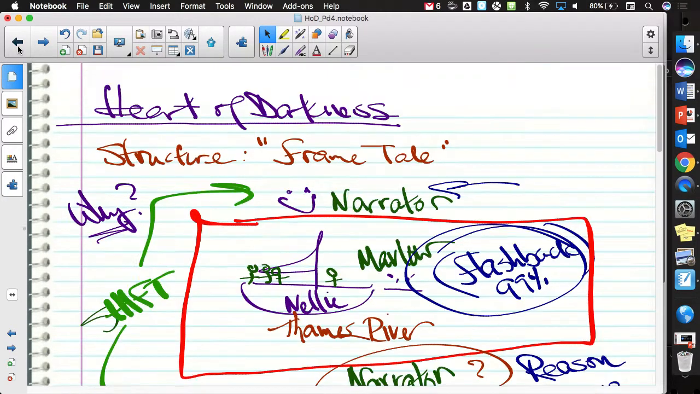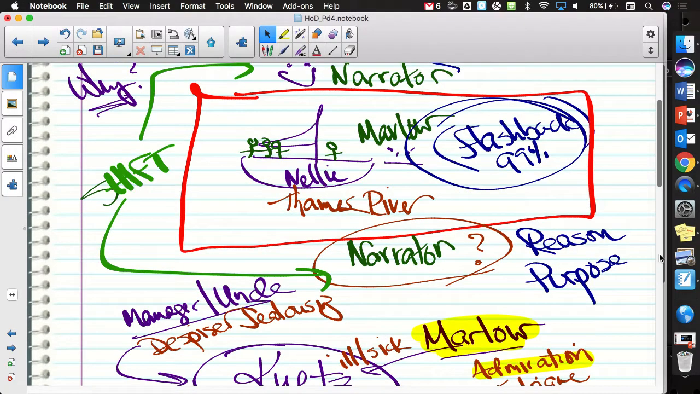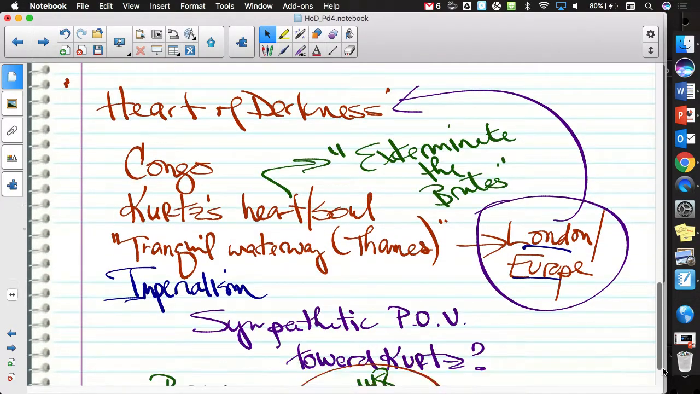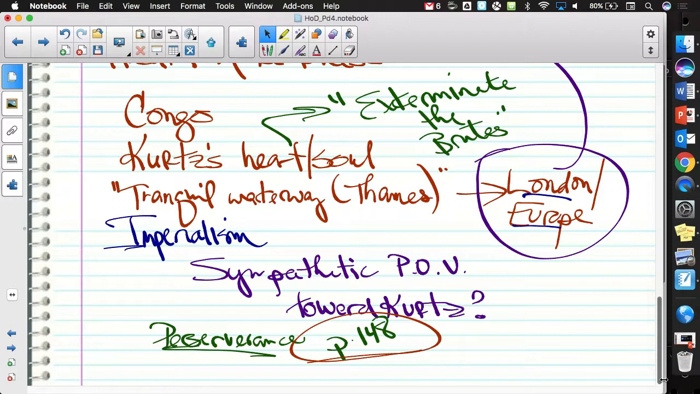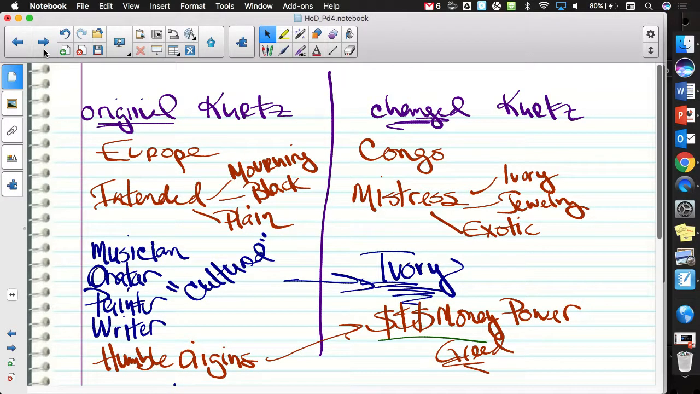Yesterday I said I want to take a look at page 148, and I do want to still take a look at page 148. The question we were looking at the end: we were going over all these meanings of the heart of darkness, Congo, the River Thames, London, Europe, Kurtz's heart, soul, the whole idea of imperialism, and all those things would still absolutely be accurate. Why, though, would Marlowe still look at him as being a little bit of a sympathetic character? On page 148, going into 149, keep in mind that there's been a change that has happened in Kurtz.